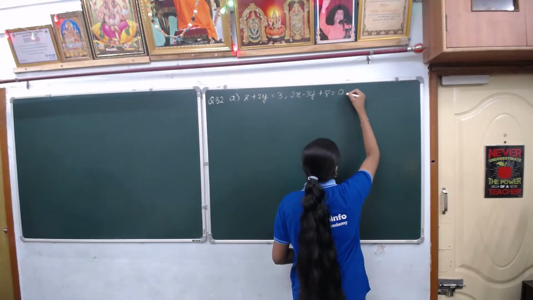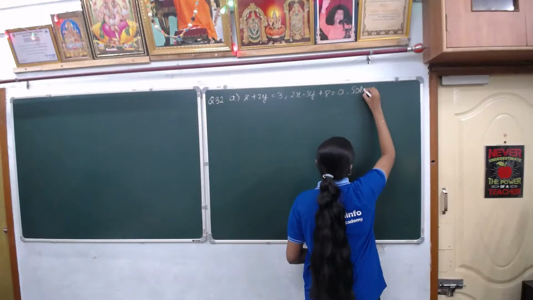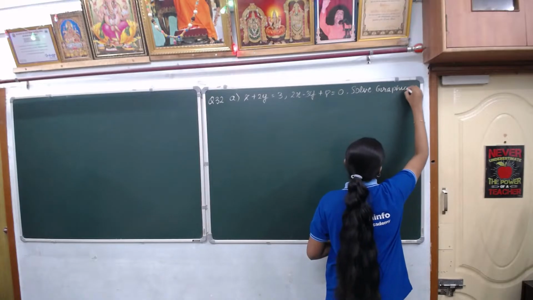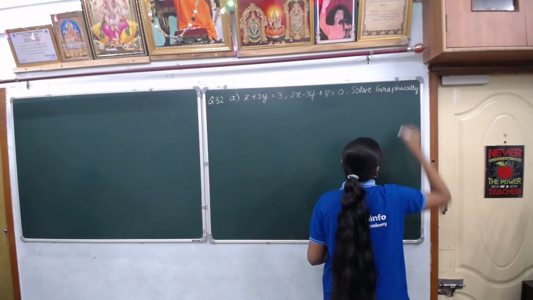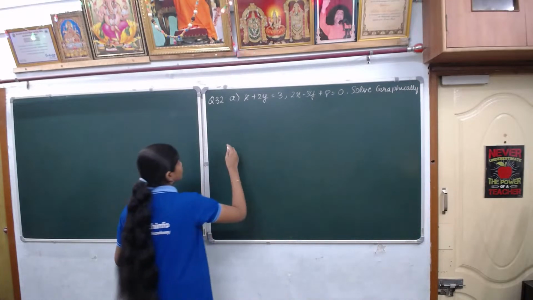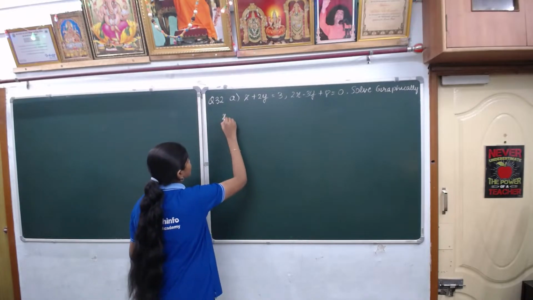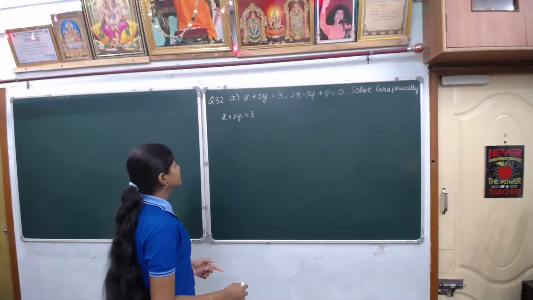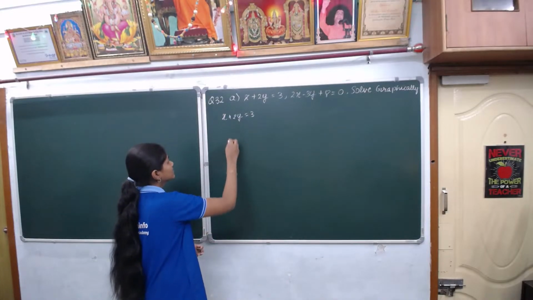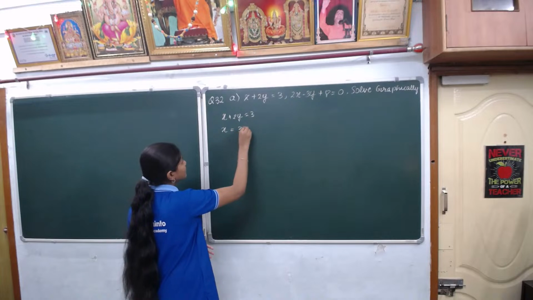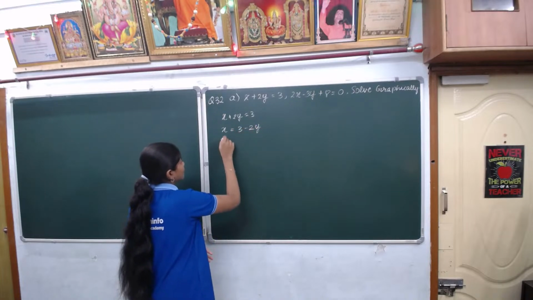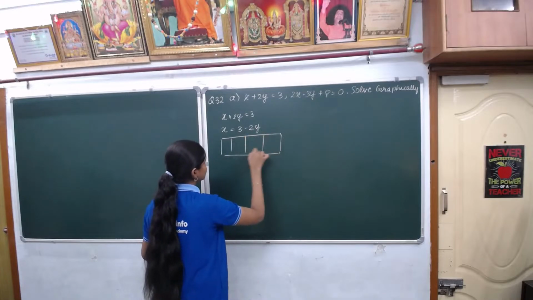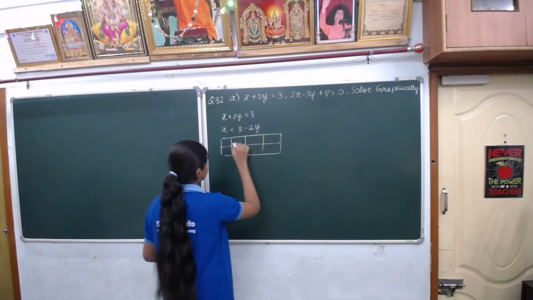So we have to solve this pair of linear equations graphically using a graph. Proceed. Let us take the first equation, x plus 2y is equal to 3. So x is equal to 3 minus 2y. You have to draw a table so that you can fill up x and y.